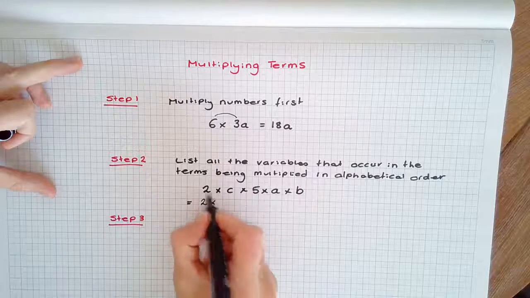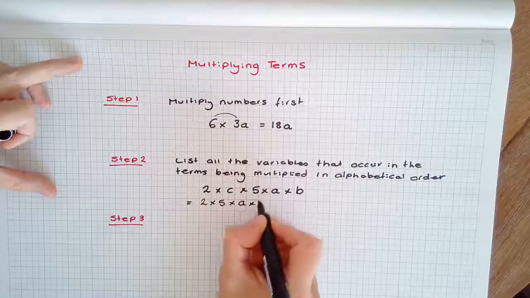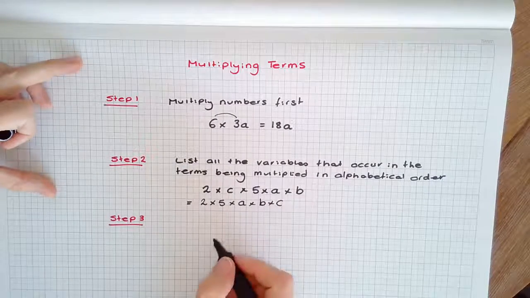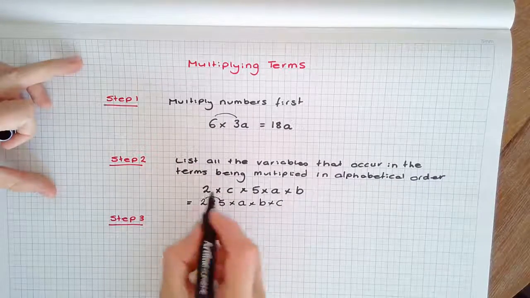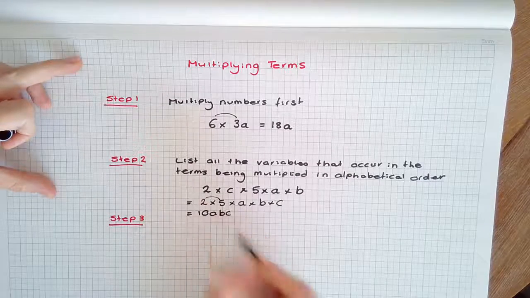So we'll reorder it: 2 times 5, and now we'll put in A times B times C. Going back to step 1, multiply the numbers first. 10ABC, omitting the multiplication sign.